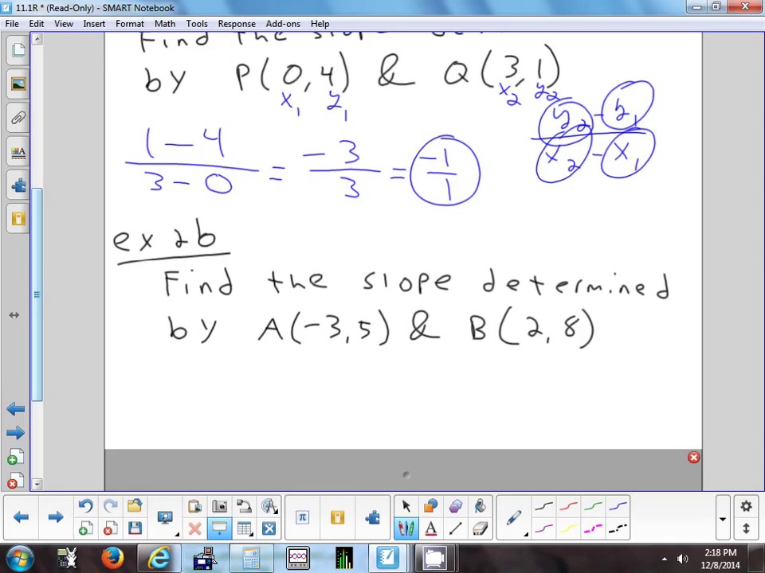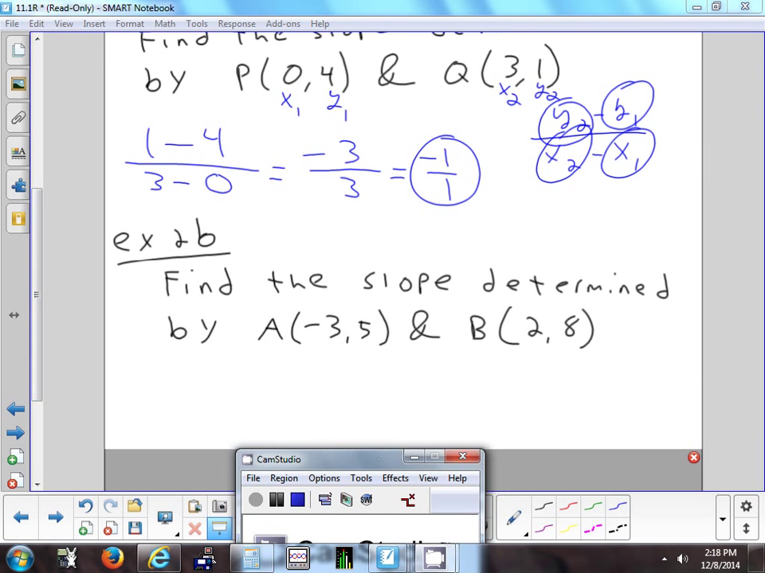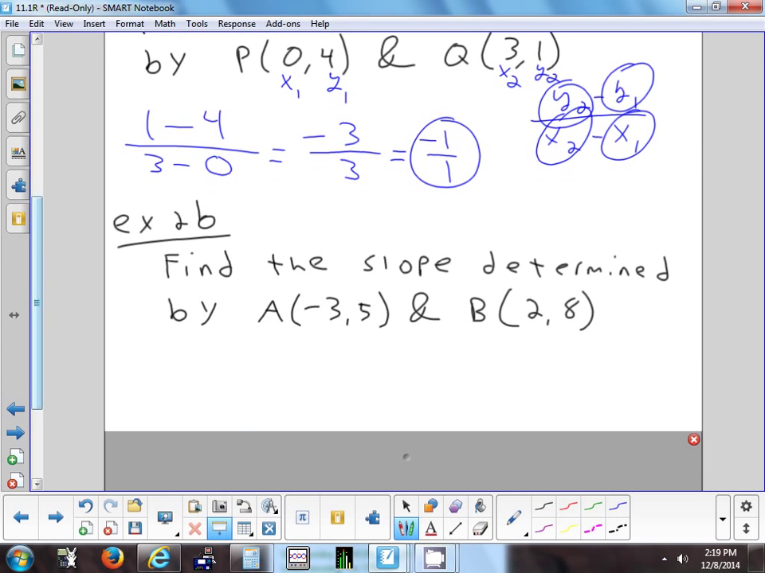Label them x1, y1, x2, and y2. Again, we can solve just like we did up here. If you feel confident enough, go on to the next step and set it up. All right, somebody tell me, what's the negative 3? Ben, please turn around. What's the negative 3?